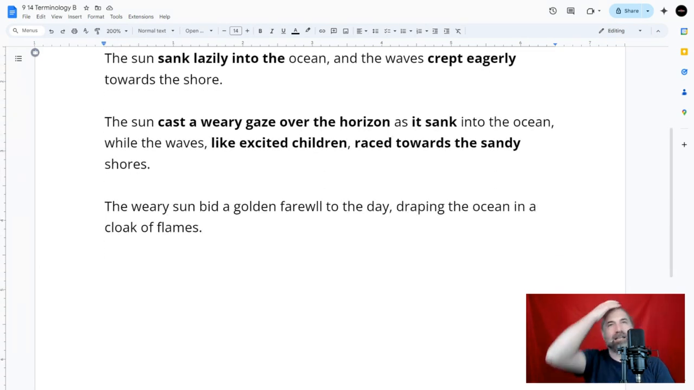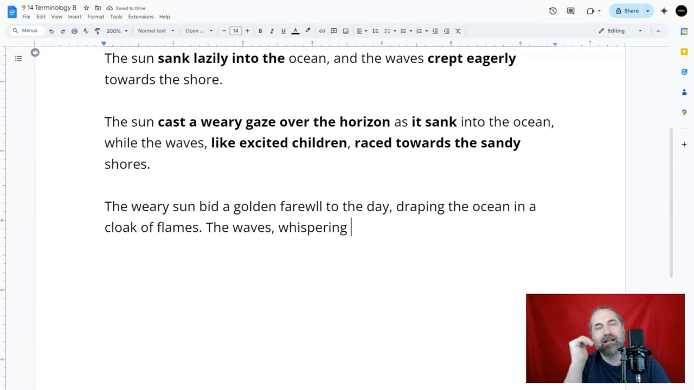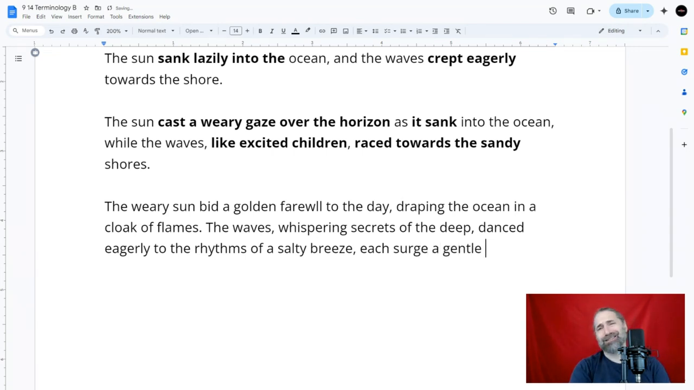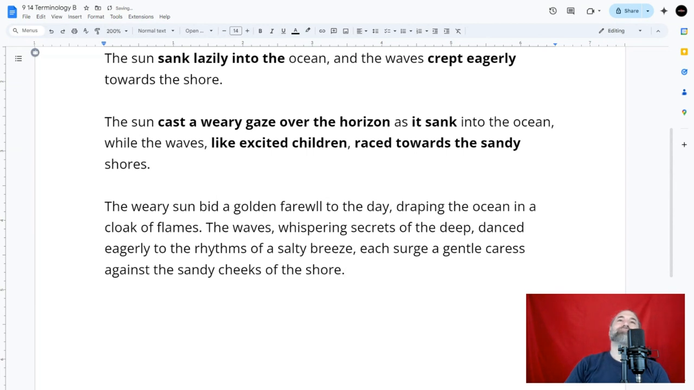Okay. So the flames, we got to keep it going. The waves whispering. By the way, I write like this when I'm writing too. I talk and I say the lines and I get a little wonky. Where were we? The waves whispering secrets of the deep. Not the deep from the boys, but the deep. Danced eagerly to the rhythms. I love rhythms. Who doesn't like putting the word rhythm in their writing? Rhythms of a salty breeze, so I could taste it. Each surge a gentle caress against the sandy cheeks of the shore.